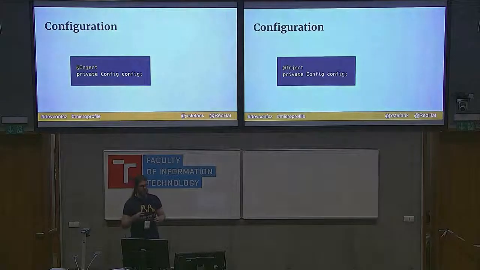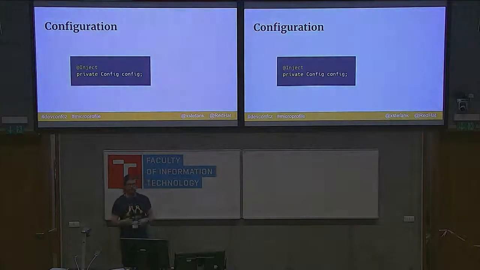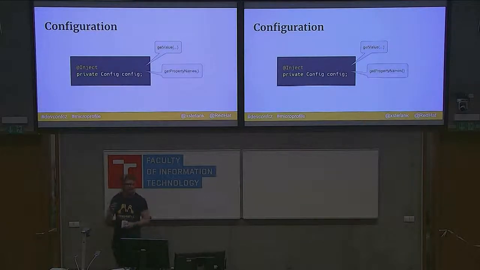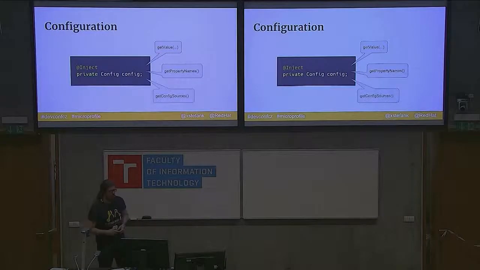The specification also allows you to inject directly a whole configuration in a config class where you can call some get value, get property names, and something which is called config source. And config source is a location where the runtime is going to look for your configuration.